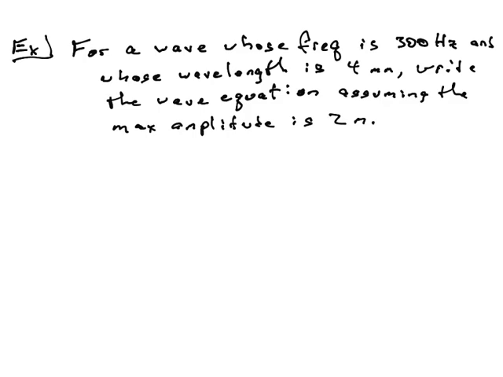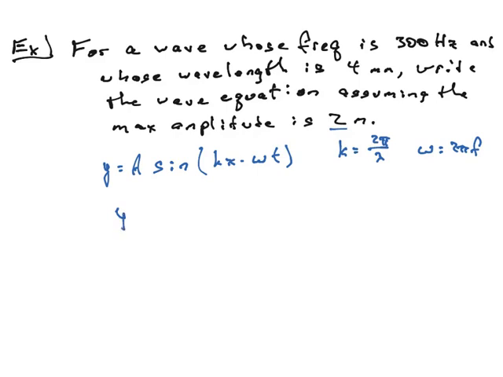I know the general wave equation is y equals A sine(kx minus omega t). I also know that k is given as 2 pi over lambda, and omega is 2 pi times frequency. So given all of this, let's write down the wave equation with the numbers associated with this problem. Well, first of all, the A I already know is 2 meters, so that's easy. y equals 2 times the sine of.